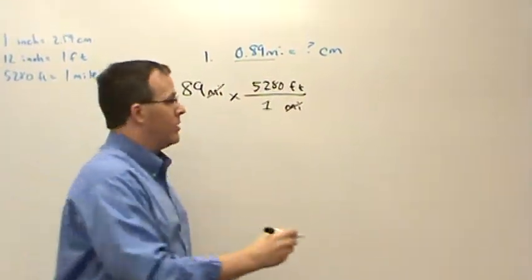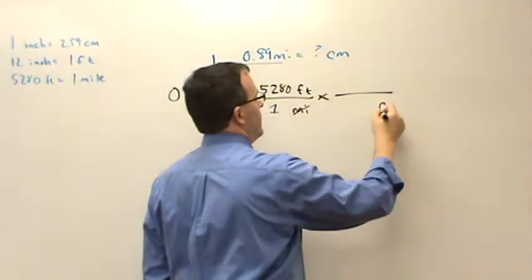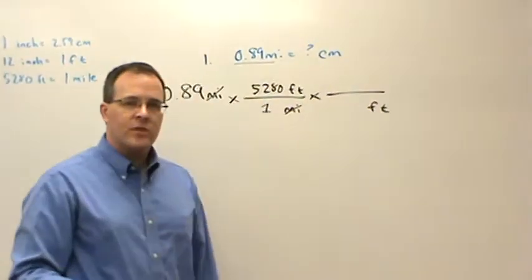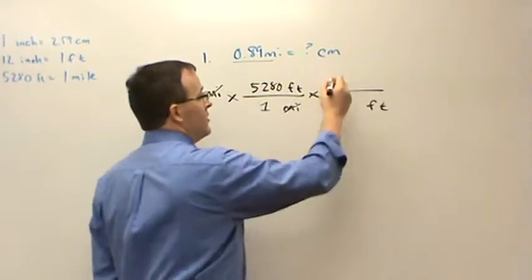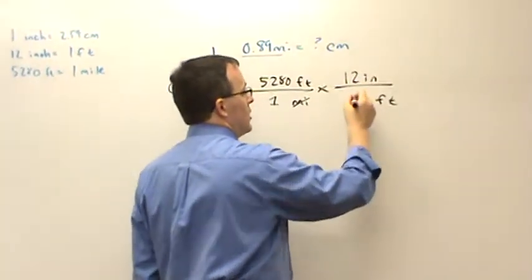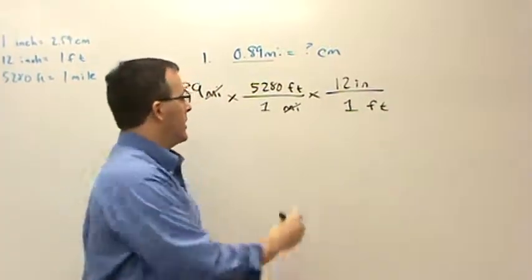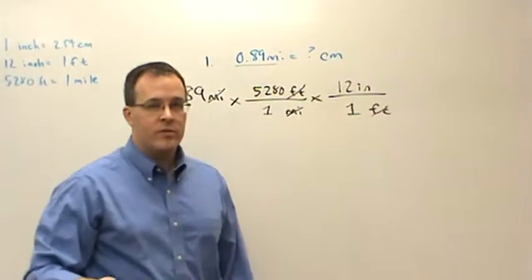Again, don't think. X, line, feet. Do I have a conversion factor for feet? I sure do. I've got feet to inches up there. So I'm going to say there's 12 inches in 1 foot. Again, cancel the feet. What's left?